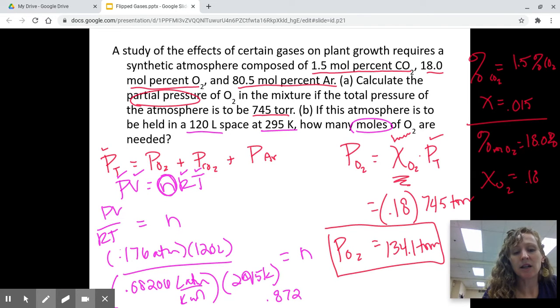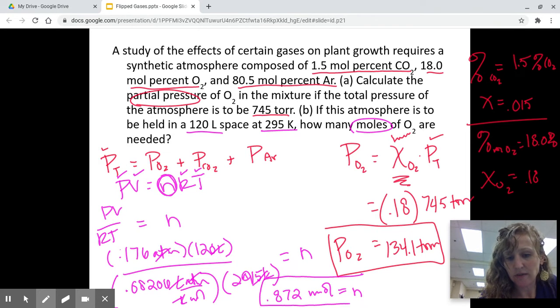Let's double check that it is. Atmospheres reduces, liters reduces, Kelvin reduces. I have 1 over mole. Dividing by a fraction is the same as multiplying by a reciprocal. So I do have the units of moles. There we go. And that is B.